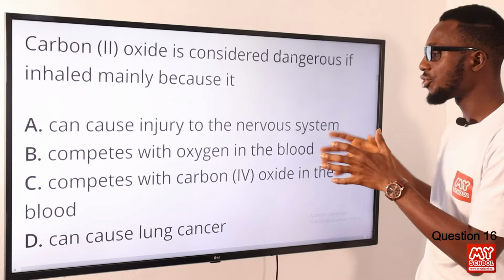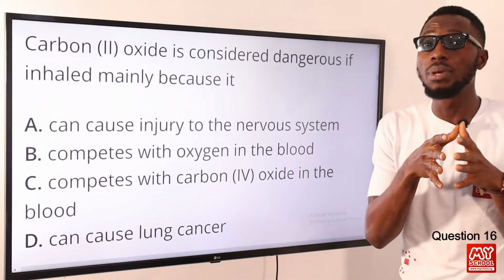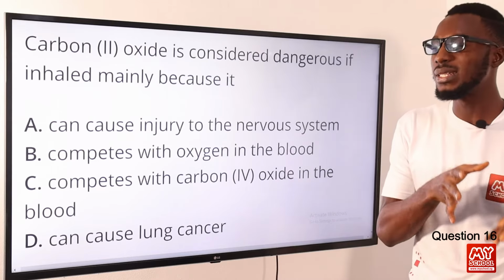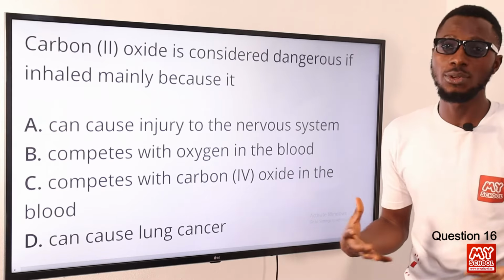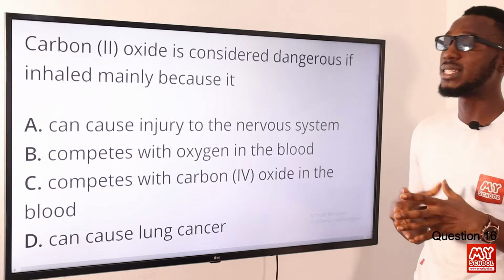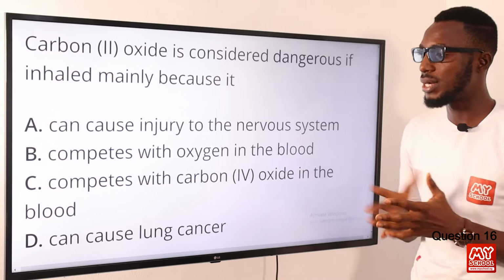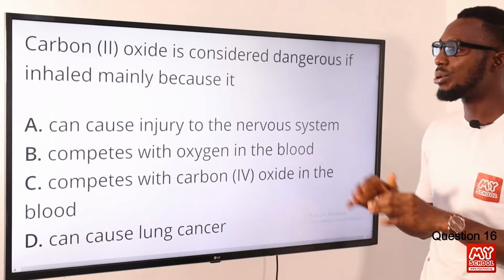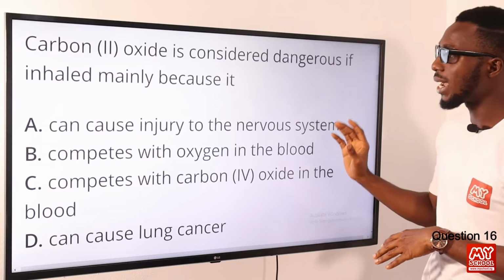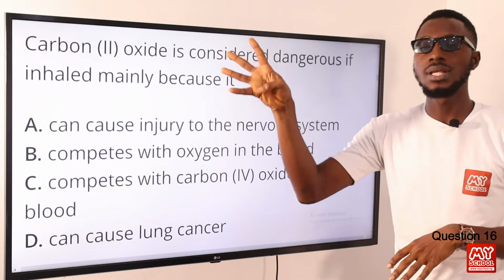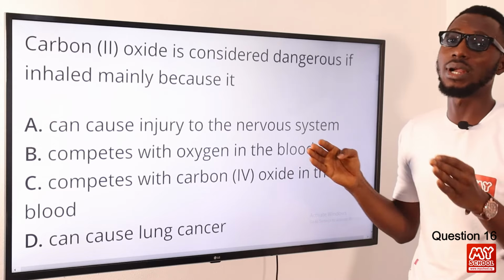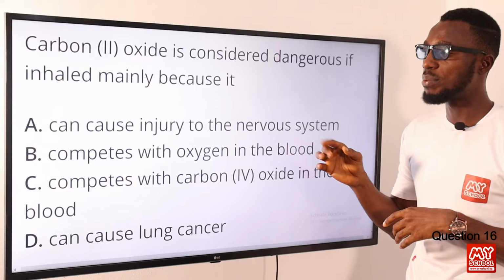It attaches itself or combines with the hemoglobin in the blood that actually transports oxygen, and the hemoglobin is now converted to carboxyhemoglobin. So that cannot transport oxygen. When there is lack of oxygen, it leads to death of those vital organs in the body, starting with the brain. So the main reason why it is considered dangerous is because it competes with oxygen in the blood. This carbon 2 oxide or carbon monoxide is produced when there's an incomplete combustion of carbon compounds like gasoline. So the correct option is option B.